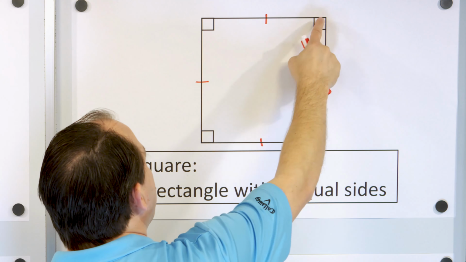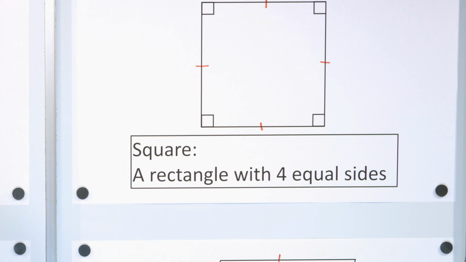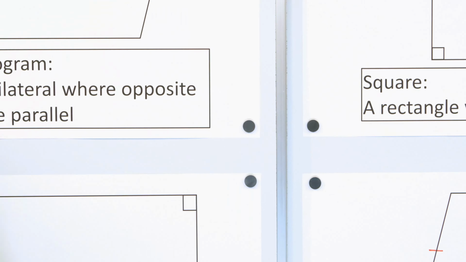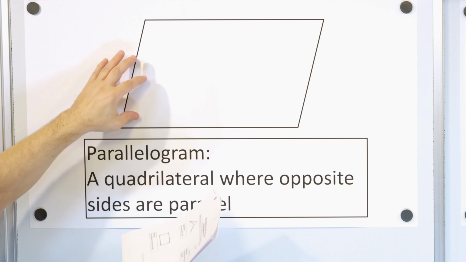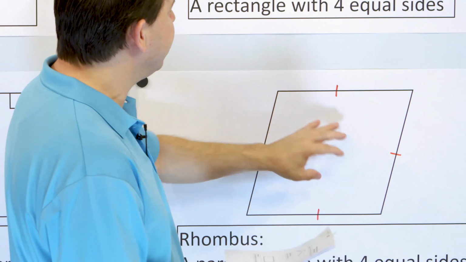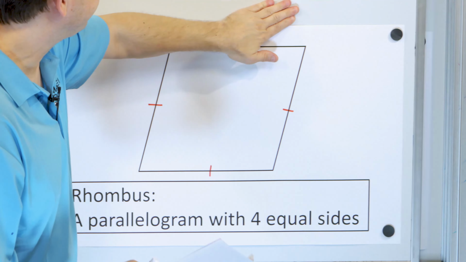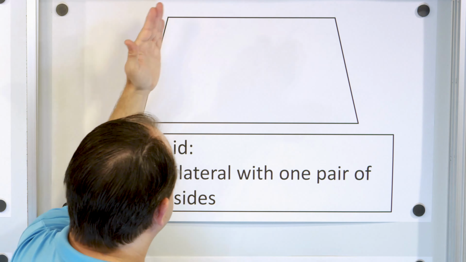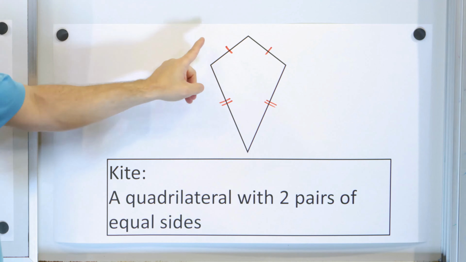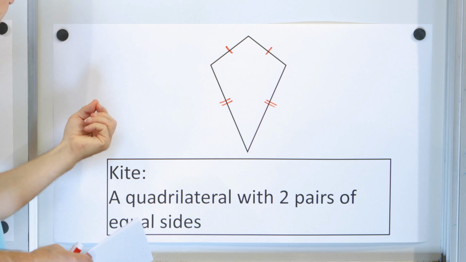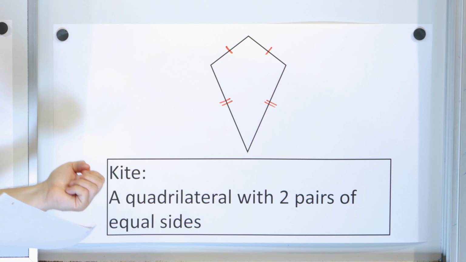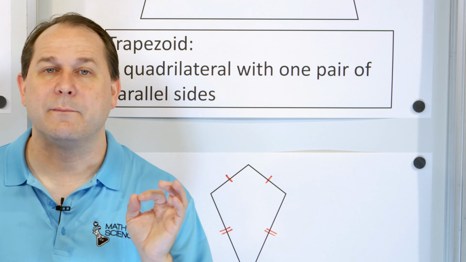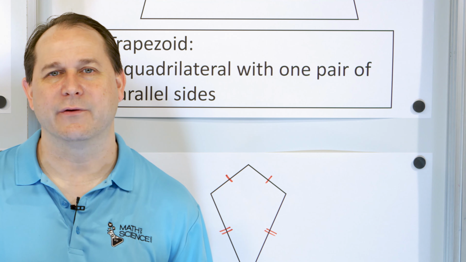The only difference is the angles in the corner are not 90 degrees when we have a rhombus, so it's a slanted square. So you can think of a parallelogram being a slanted rectangle, and you can think of the rhombus being a slanted square. And then finally we have a trapezoid where we only have one pair of parallel sides, the other two are not parallel, and then we have a kite where we have two pairs of equal sides, equal in length, okay? So now what we want to do is use these definitions and practice classifying quadrilaterals.